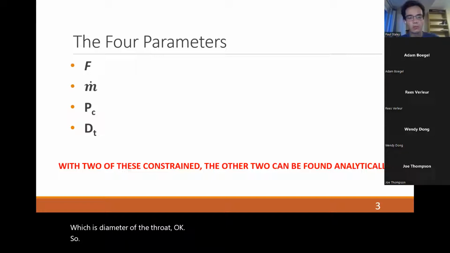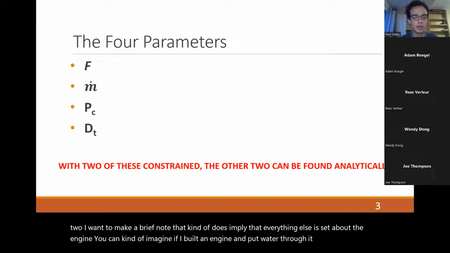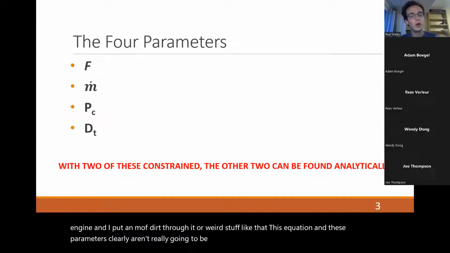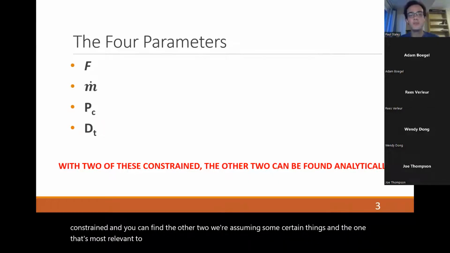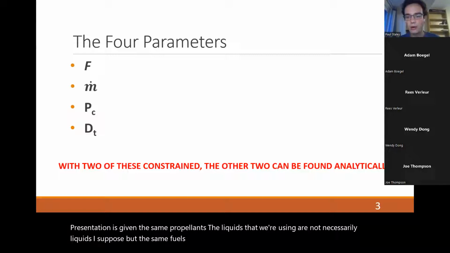Okay, so the constraints here: when we talk about two of them being constrained, you can find the other two. I want to make a brief note. That does imply that everything else is set about the engine. You can imagine if I built an engine and put water through it, and I used another engine and put an m dot of dirt through it, or weird stuff like that, this equation and these parameters clearly aren't going to be able to handle stuff like that. So when I say two are constrained and you can find the other two, we're assuming certain things. And the one that's most relevant to this presentation is given the same propellants, the same fuels that we're using to power our engine.